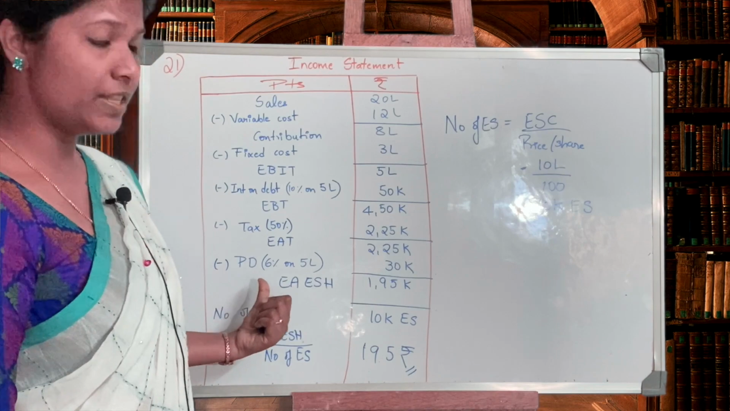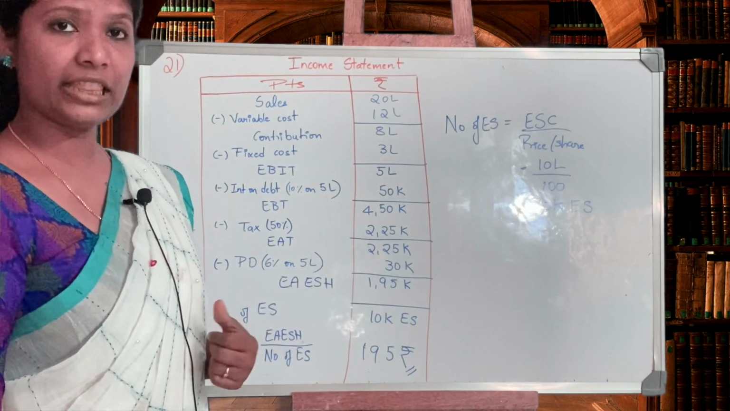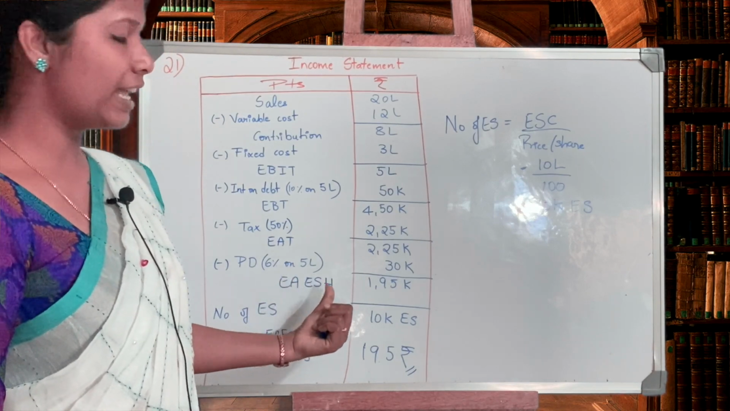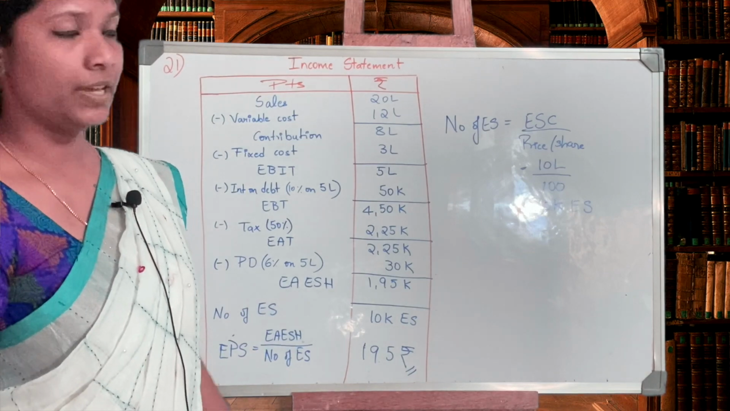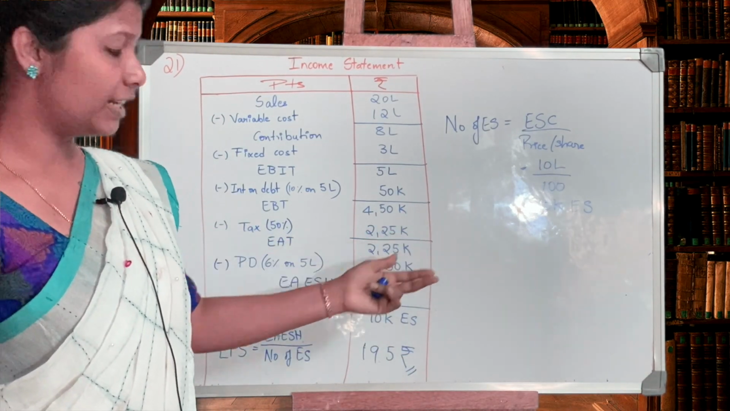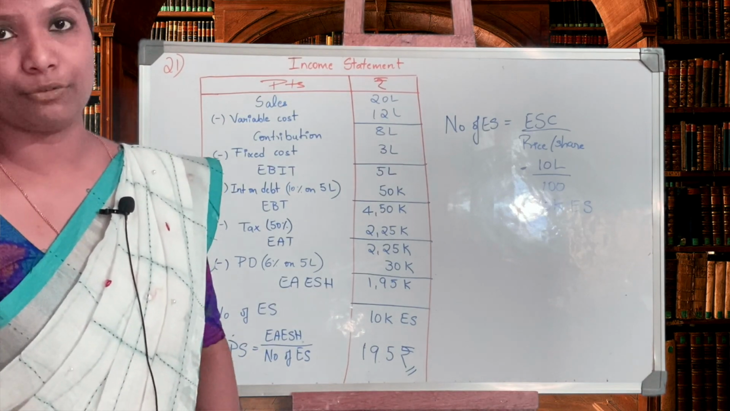And then we have preference dividend. 6% on 5 lakh rupees is 30,000. So we arrive at earnings available to equity shareholders of 1 lakh 95,000. We divide the earnings by the number of equity shares. We arrive at EPS of 19.5 rupees.